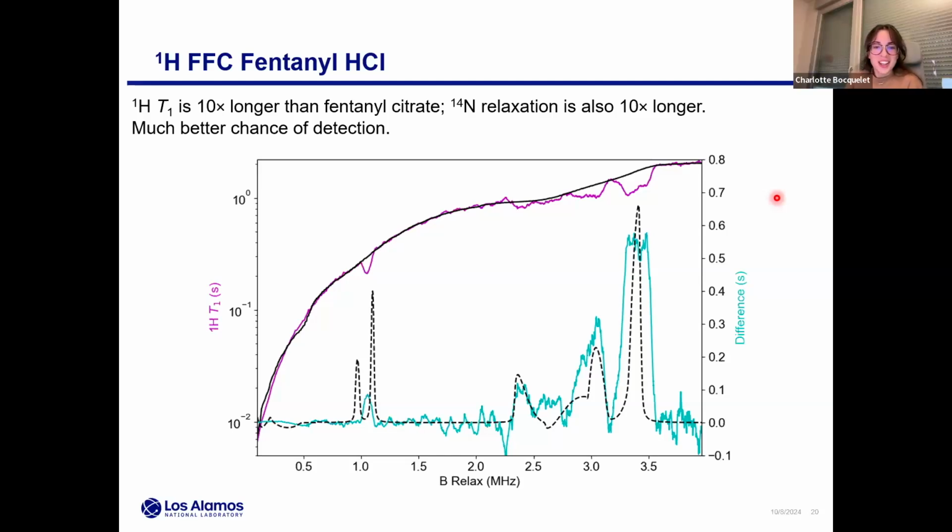Nice. Okay, we have one more question from Thomas. Proton T1 dispersion normally shows quadrupole dips, meaning shortening of proton T1 due to cross-relaxation via nitrogens. How do you explain the proton T1 increase at nitrogen crossing?